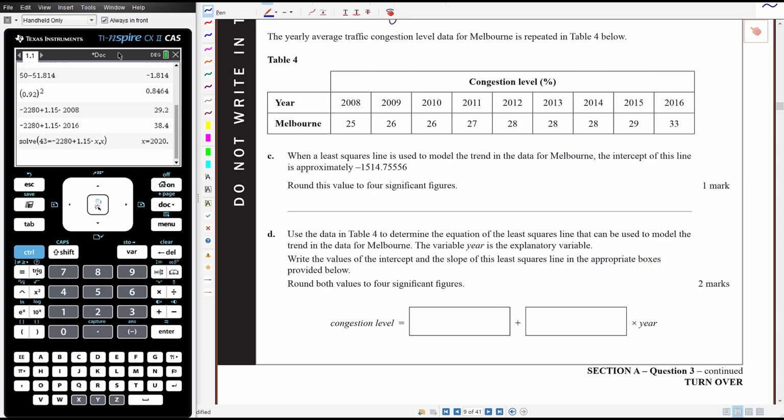The first significant figure is the first non-zero digit in the number, wherever it appears. So that's the 1. 5 is the second significant figure, 1 is the third, and 4 is the fourth, so we're going to stop there. We look to the 5th significant figure to see whether we should round up. It's 5 or more, so we do round up. So this becomes negative 1515, correct to 4 significant figures.